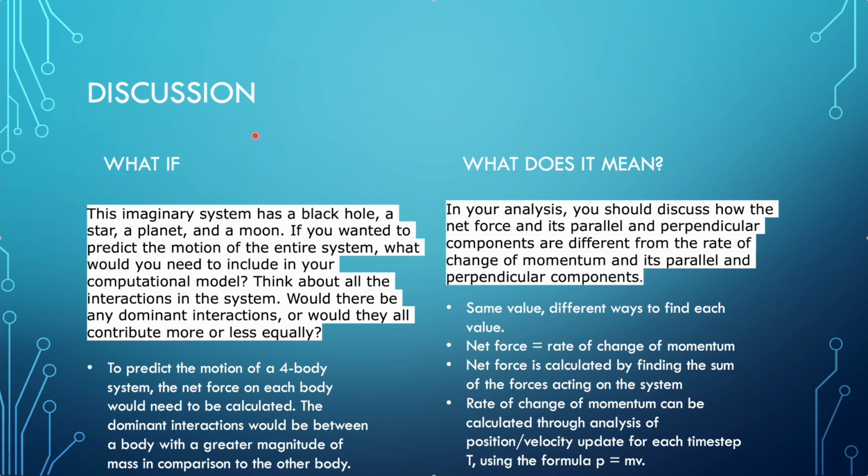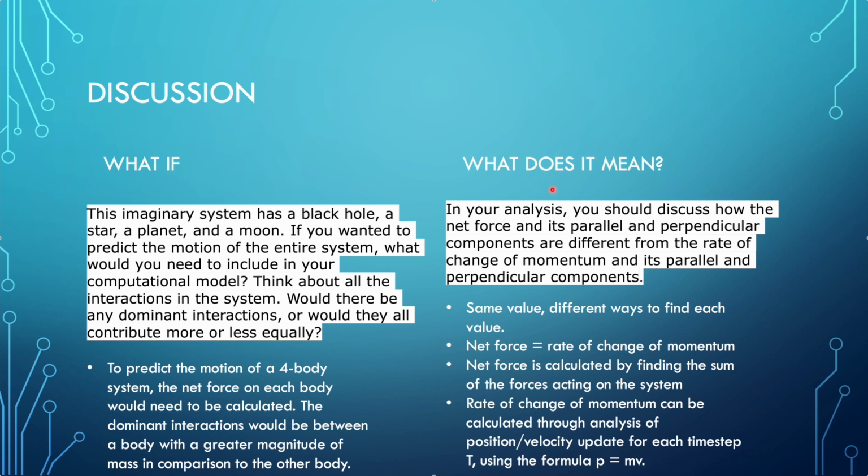For our what if: if you had a four-body system of the black hole, the star, the planet, and the moon, the net force on each body would have to be calculated like we did in part two. The dominant interactions would be between the body with the greatest mass and the body with the least mass, as those would have the biggest attraction force to the body with the greatest mass.